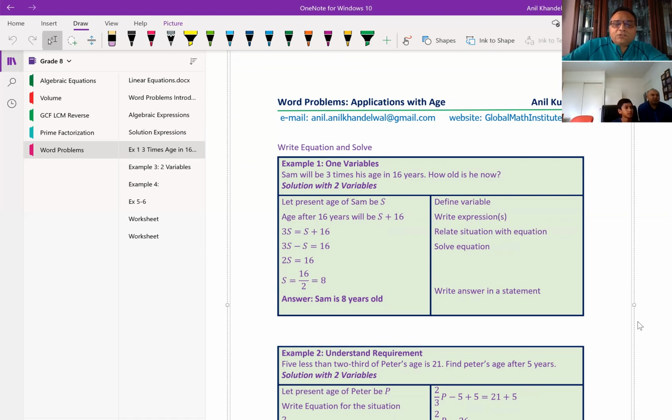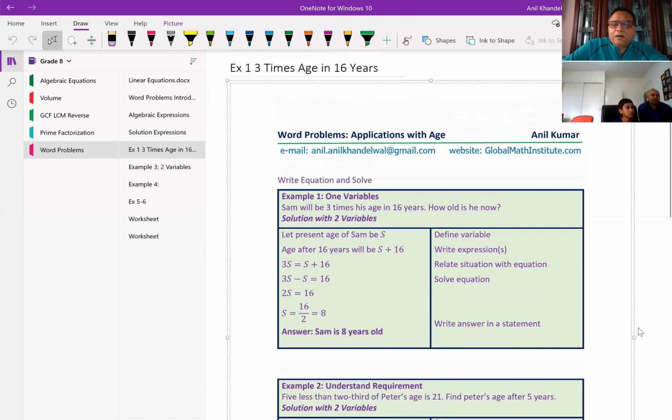Now, next question I would like you to perform. Tell me how will you do this question. Can you read the question? You can actually use your paper and pen to write if required. Use those steps, that will be less confusing. Define the variable, write the expression, relate the situation with the equation, solve the equation, and write down your answer in a statement form.